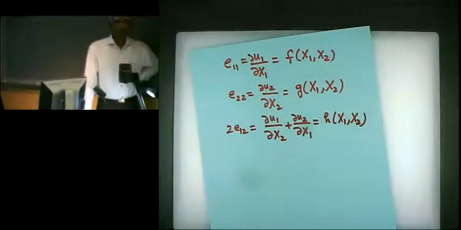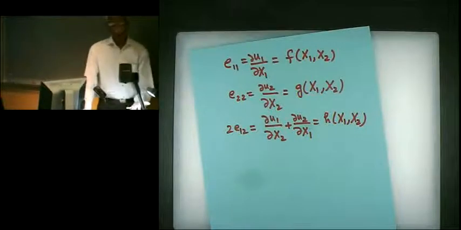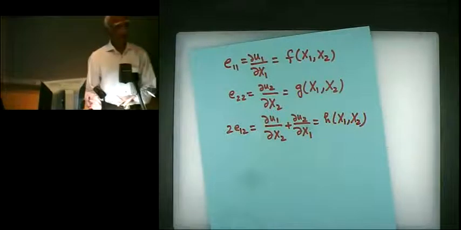So we have 3 equations for 2 unknowns, U1 and U2. You cannot solve them or integrate them till you have one compatibility condition. You have to satisfy one relation among F, G and H before you can integrate these 3 equations for 2 unknowns. Otherwise you will not get a unique answer. You may not get an answer.